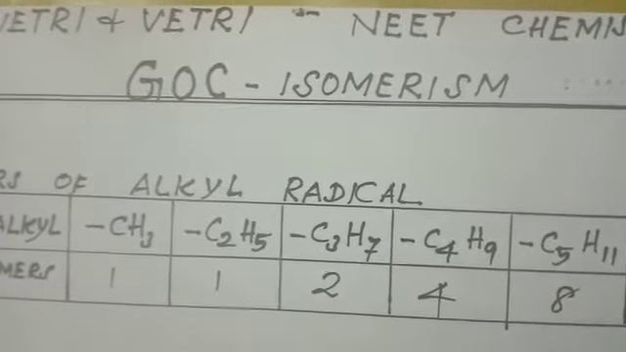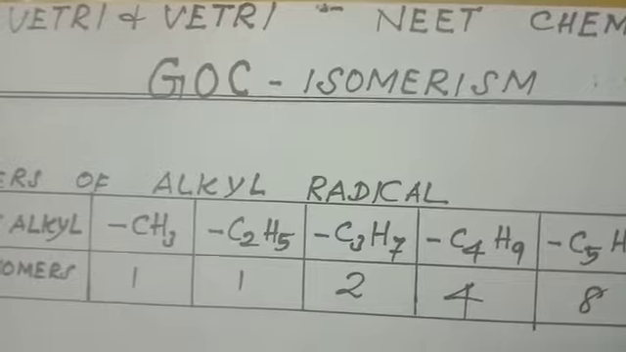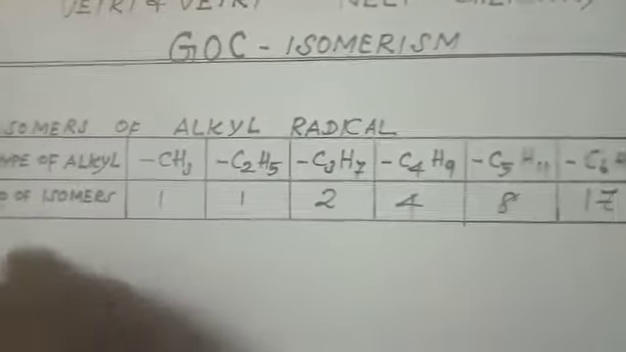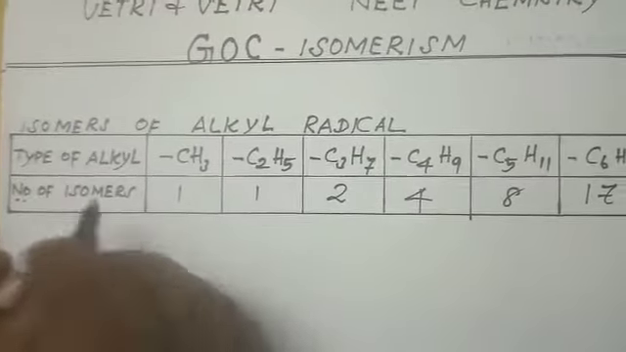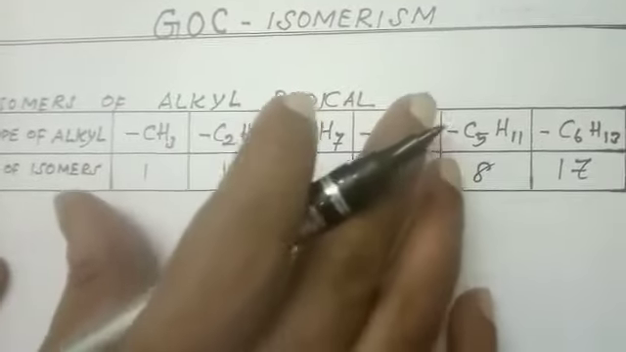Today the video topic is isomerism in general organic chemistry. Before going to the questions, I am going to give the important basic knowledge regarding isomerism. Now let us start with the general formula. Here it is written as the isomers of alkyl radical. Just keep it as it is.